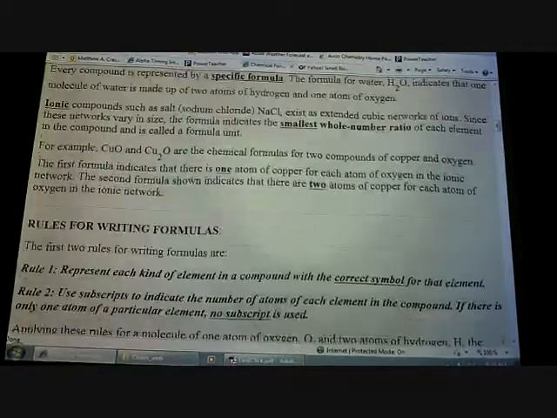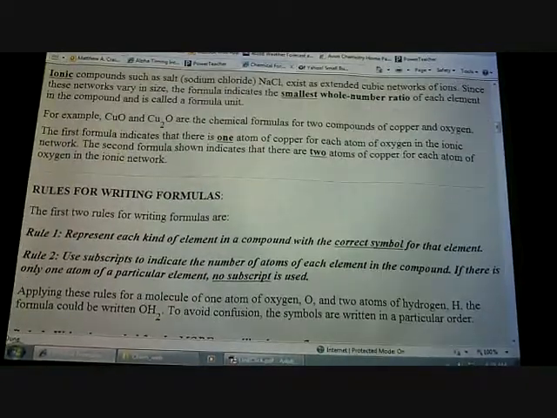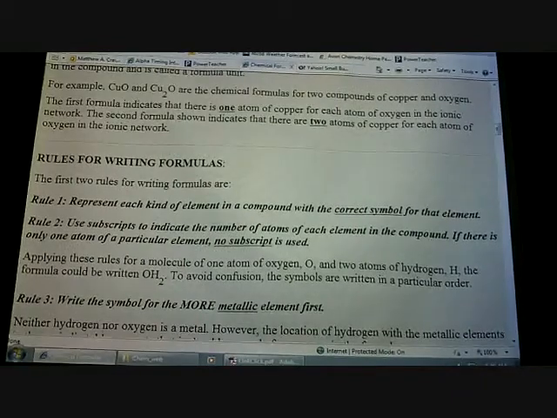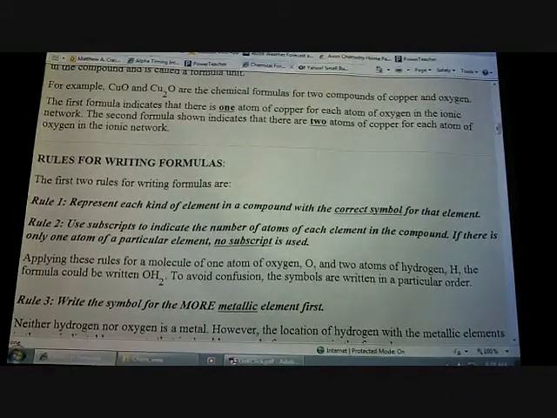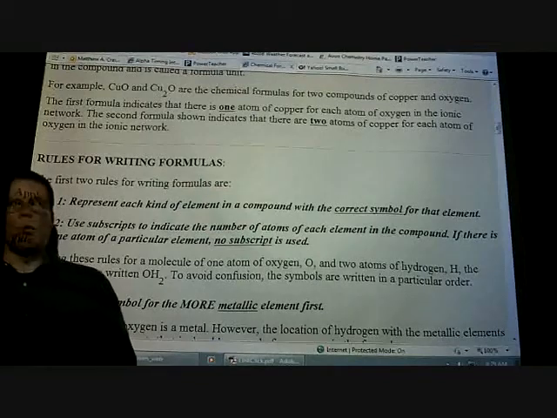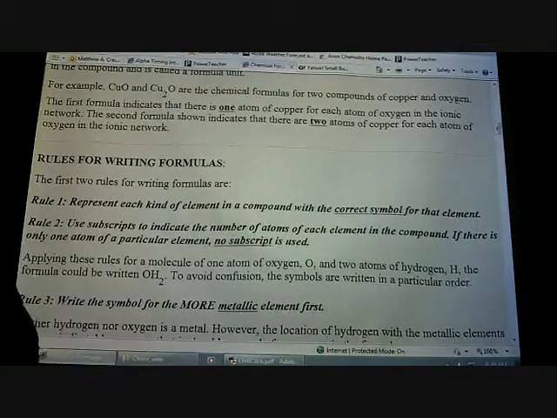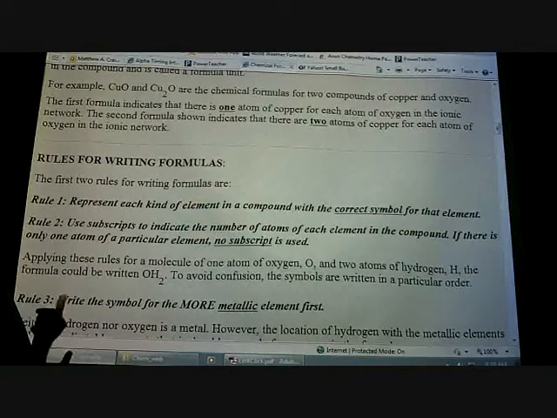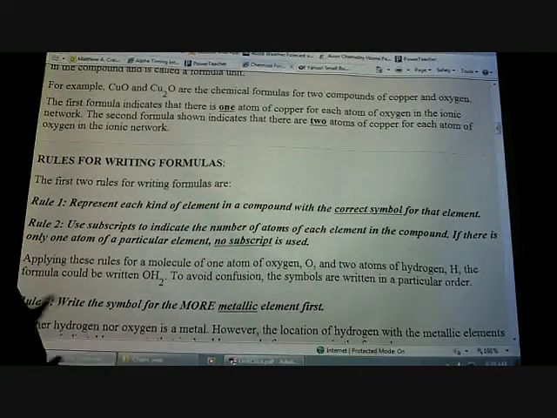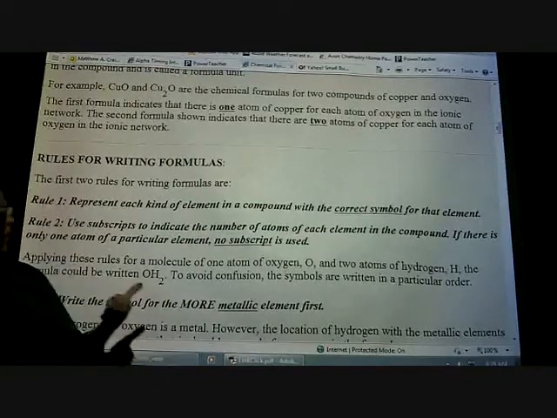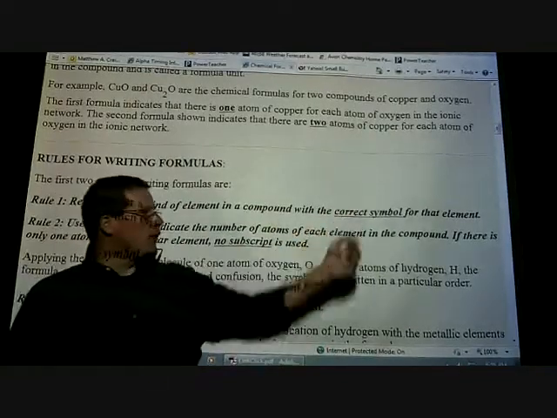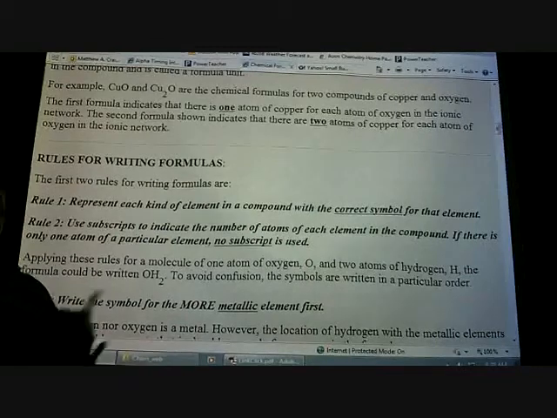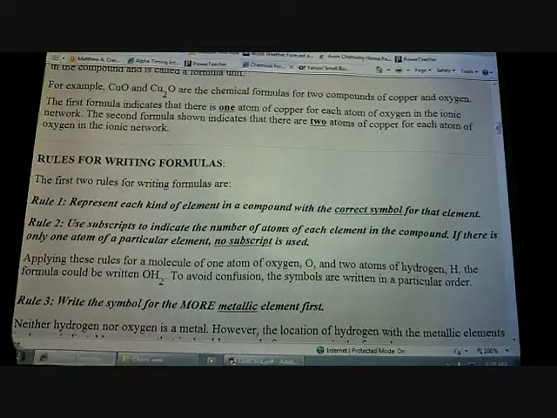The rules for writing out the formulas. Rule number 1, obviously, represent each kind of element in the compound with the correct symbol. So if you're writing out sodium chloride, don't put an S for the sodium, because that represents sulfur. So we're not doing sulfur chloride. We're doing it with the correct symbol for the element.